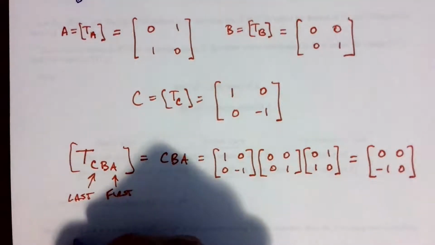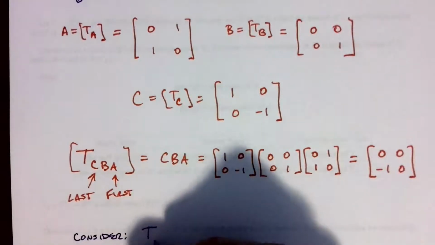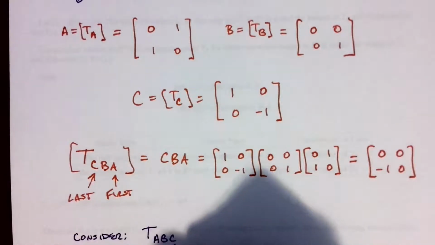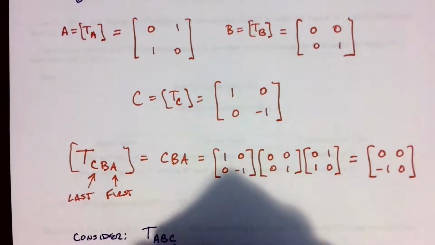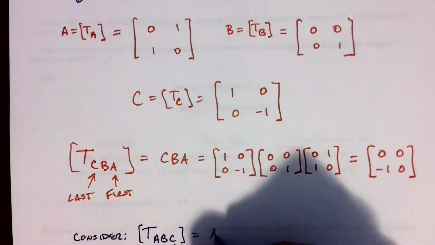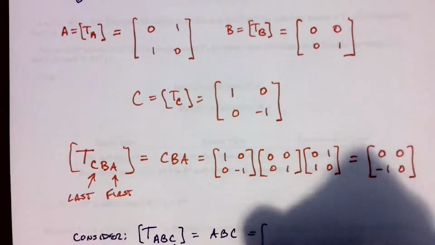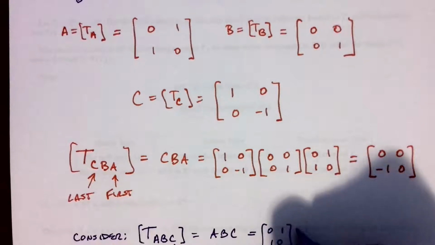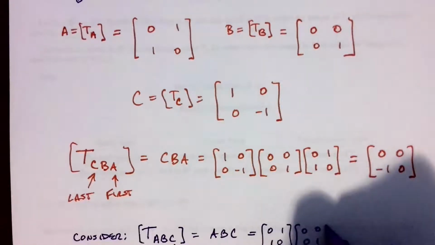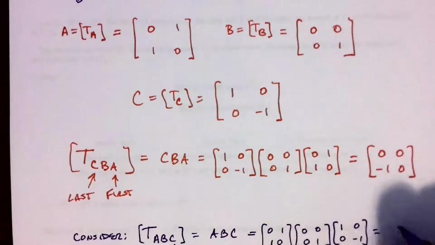What about, consider TABC? So now we're doing C first and A last. What's its standard matrix? It's going to be A times B times C. Well, that's the opposite order here. So A is 0, 1, 1, 0, B is 0, 0, 0, 1, and C is 1, 0, 0, negative 1. Well, in this case, this comes out to be 0, negative 1, 0, 0.